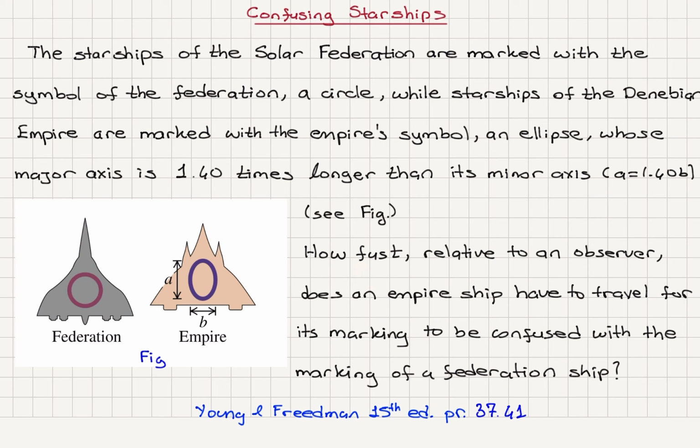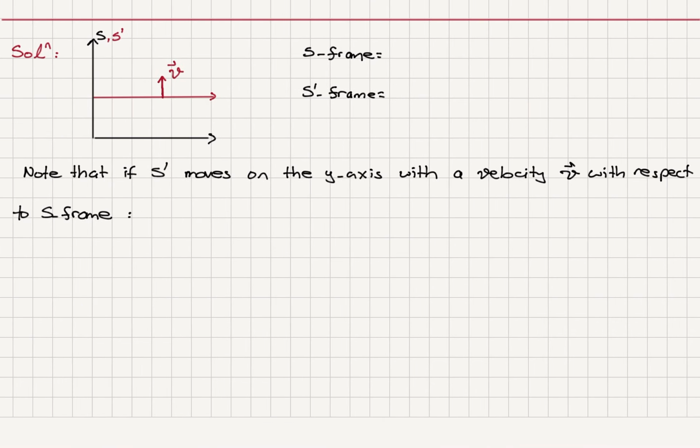So how fast must the empire ship travel with respect to a stationary observer so that the ellipse will appear to be a circle? That's the question. Okay. So if S reference frame is our observer reference frame, and S prime reference frame is the empire reference frame, and the empire ship is moving with respect to the observer. Now, who is measuring the proper length?